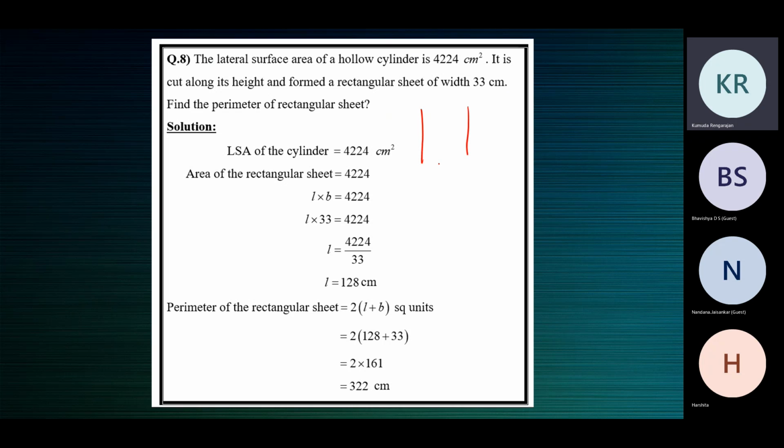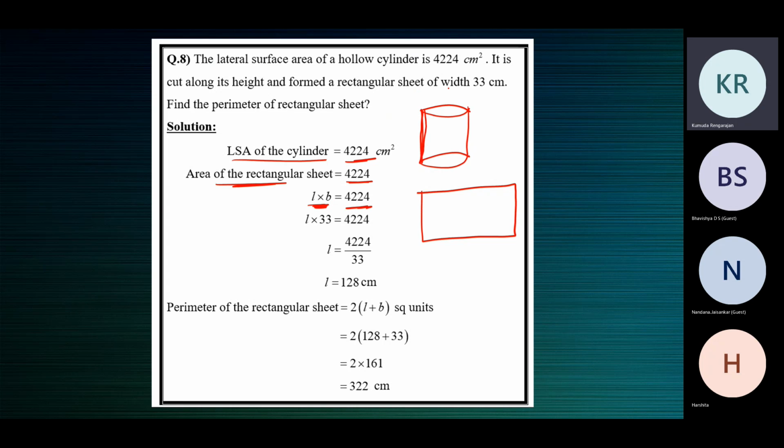The hollow cylinder is open at the bottom, open at the top. When you cut it here and spread it, it is a rectangle. The curved surface area of the cylinder becomes the area of the rectangle. Area of the rectangular sheet is the same thing. So that means L into B, because what is the area of a rectangle? L into B. L into B is equal to 4,224.